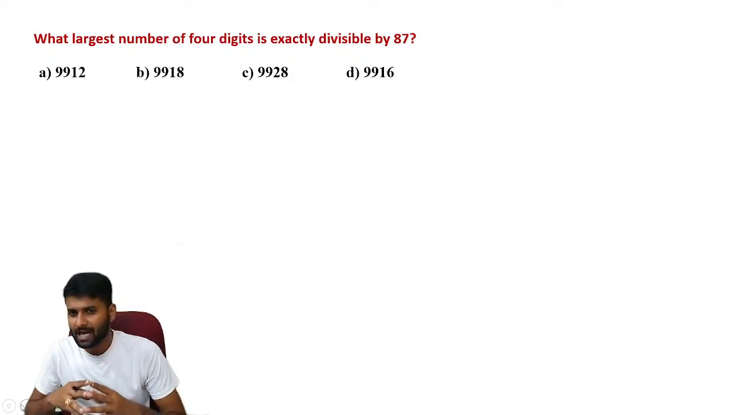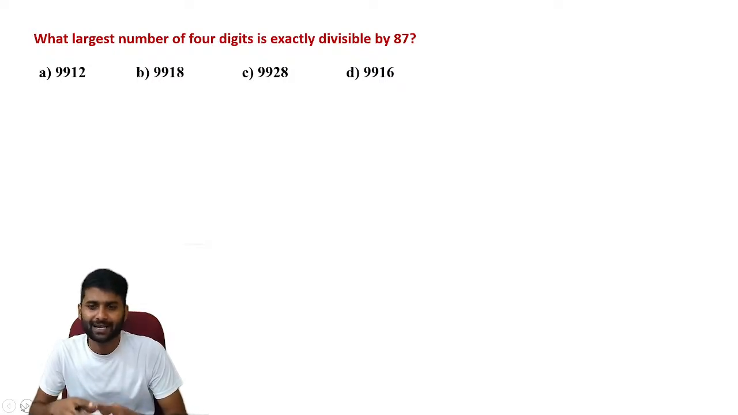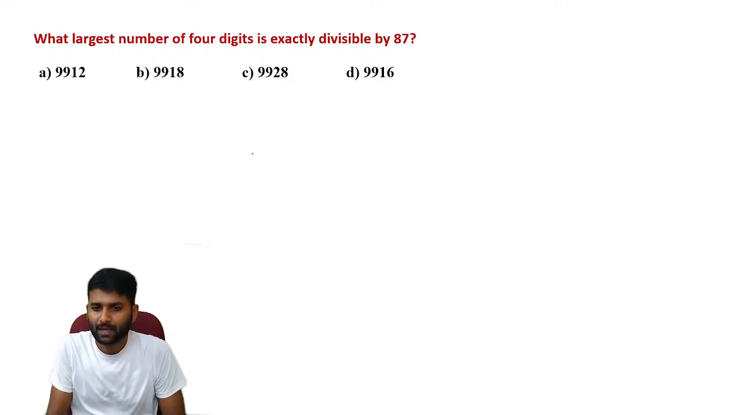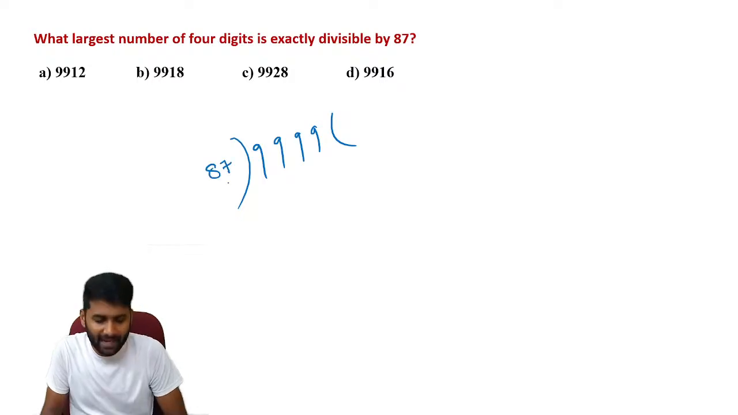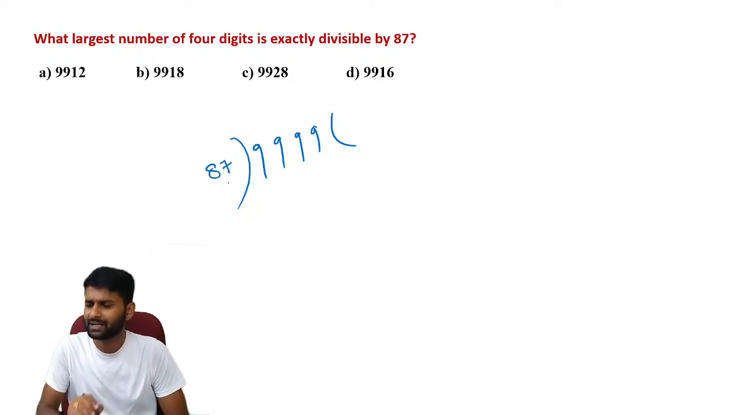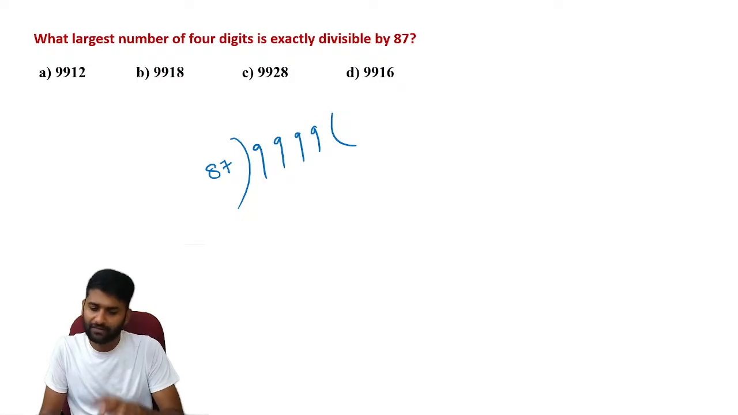Now see, what is the largest number of 4 digits that is exactly divisible by 87? You know that the largest 4 digit number is 9999. If 9999 were divisible by 87, definitely the remainder would be 0. Let's verify whether you will get 0 remainder or not. So 87 exactly 1 times.